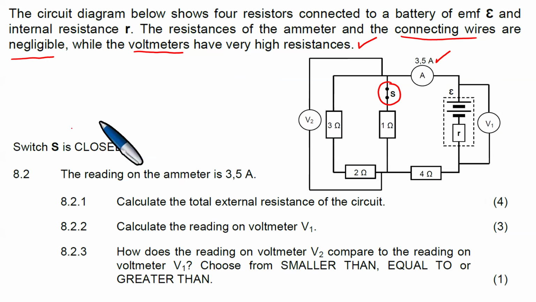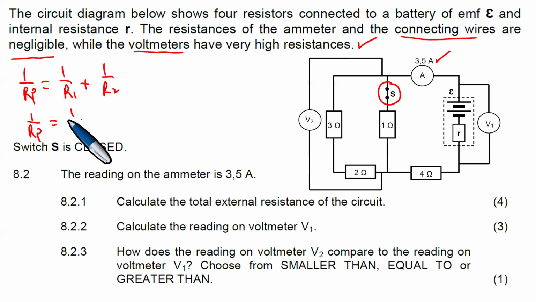So now at this point, we're going to do this cautiously. To do this, we're going to consider the parallel ones. So we're going to have 1 over R parallel, which is 1 over R1 plus 1 over R2. R1 is 1, R2 is 5.